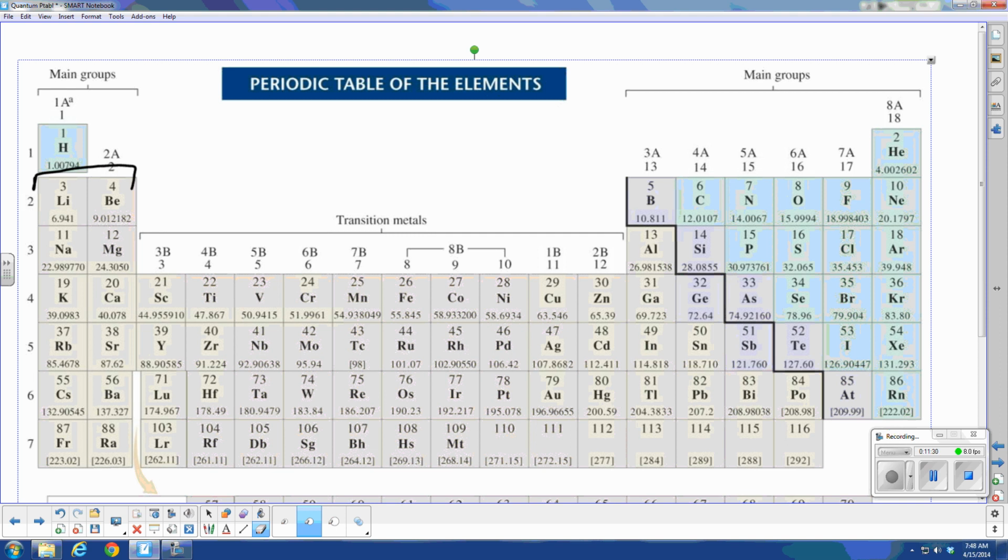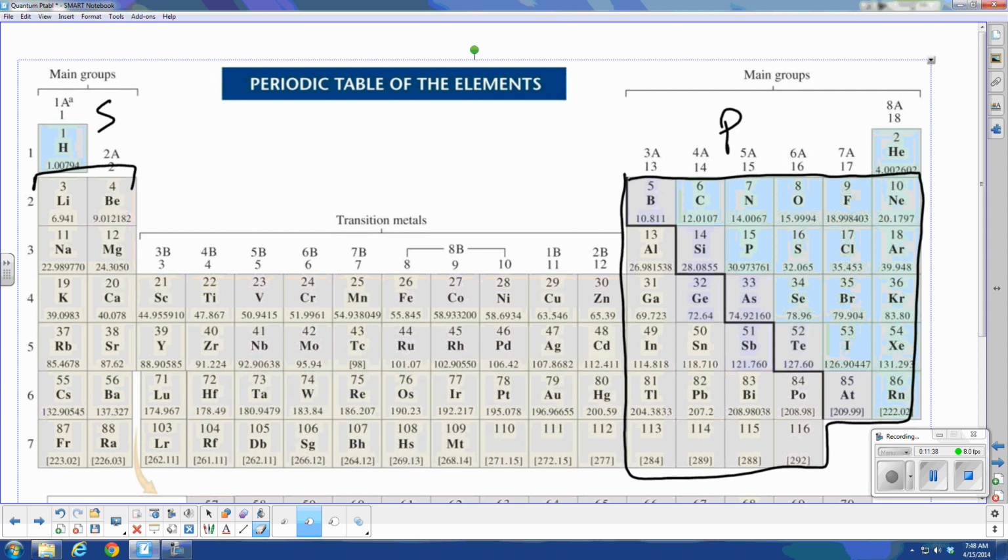Here I have an S block. Here is my P block. Here is my D block, and we won't worry about the F block. And I would have what? This is an S1, and this is S2, and this is P1, P2, P3, and so forth, right? And here are my Ds, D1, right?